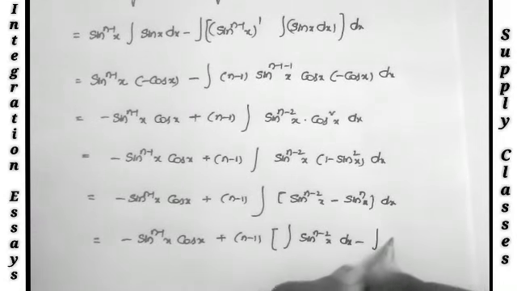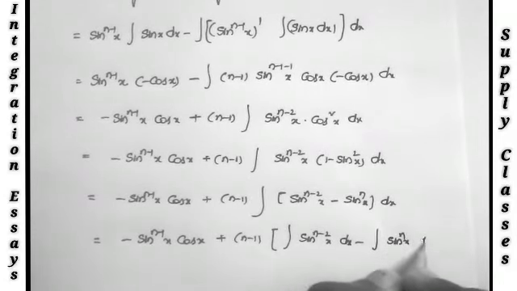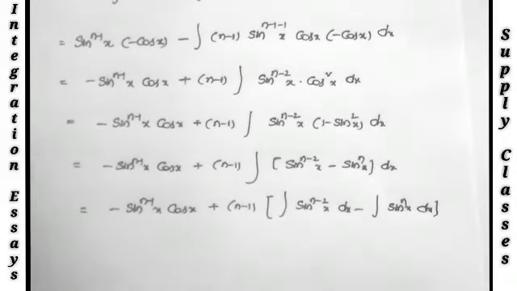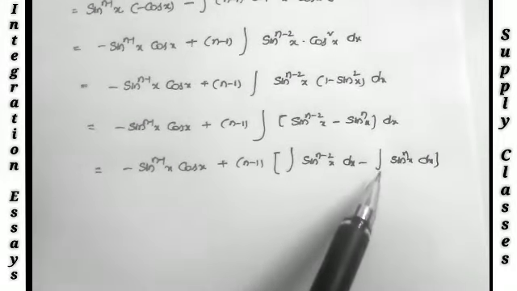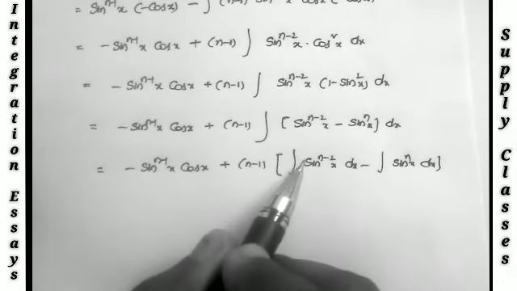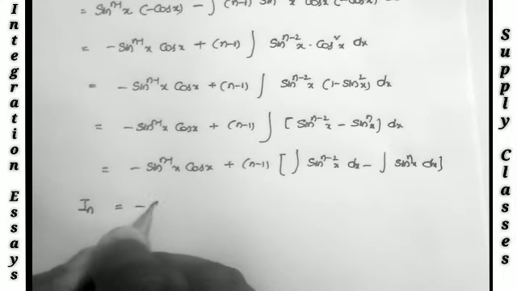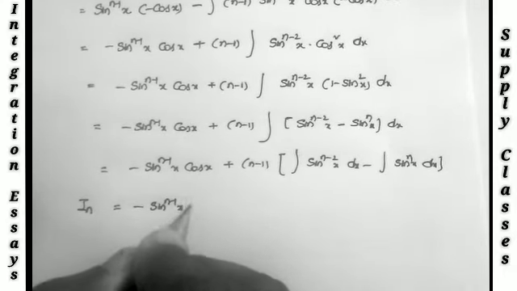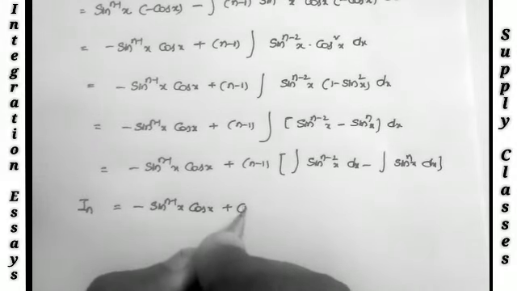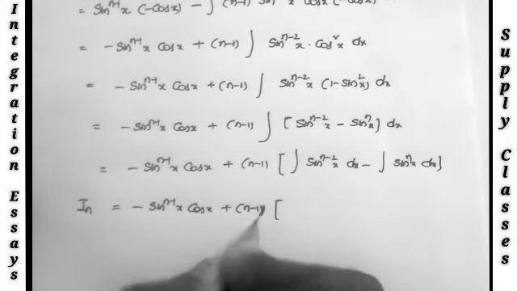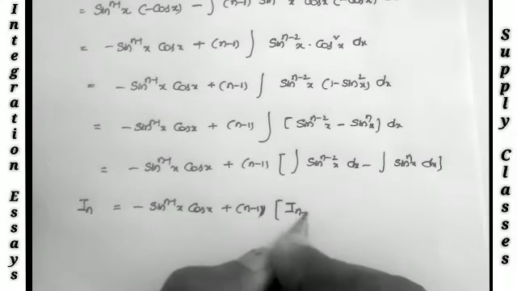Minus integral sin^n x dx, which is equal to, already at the starting we took that the value of I_n is equal to integral sin^n x dx. Now here I substitute this value as I_n, and in these two values, in place of n here we have n minus 2, so this value becomes I_(n-2). Okay, so I_n is equal to minus sin^(n-1) x cos x plus n minus 1 into, okay, this integral sin^(n-2) x dx is nothing but I_(n-2).